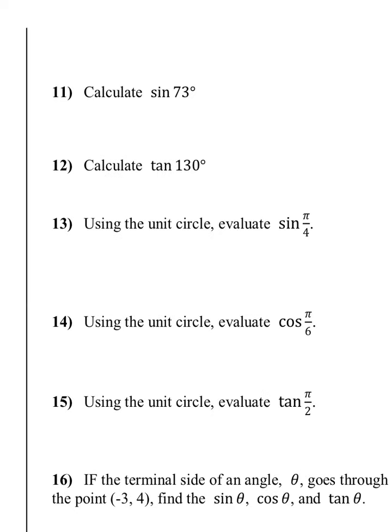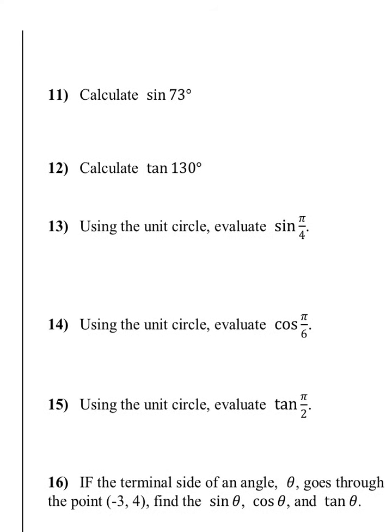So for problems 11 and 12, you're going to use your calculator again, and you're going to follow the same steps you did for number 10. So sine of 73 degrees on my calculator came out to be 0.956. And I want you to go to 3 decimal places on these, 0.956. So number 12, tangent of 130 degrees is negative 1.192.